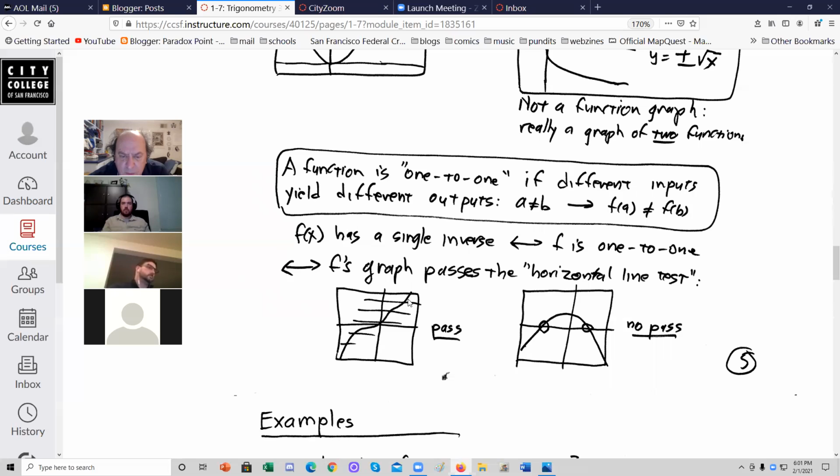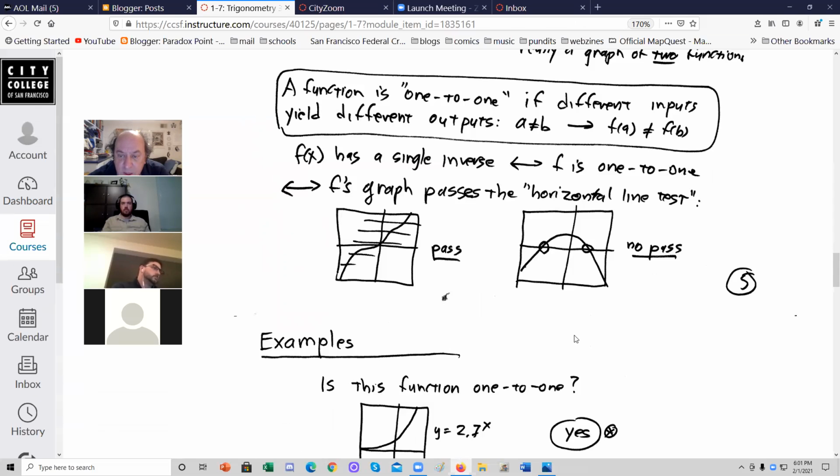Here's a graph. Any horizontal line passes through this graph once. So it passes that test. So it's a one-to-one function that sends different values to different values. And therefore it has a single inverse. If you flip this graph on its side, you won't get any doubling up like this does. This, however, does not pass the horizontal line test. A horizontal line meets it twice, and so it doesn't have a single inverse. It has a pair of inverses.